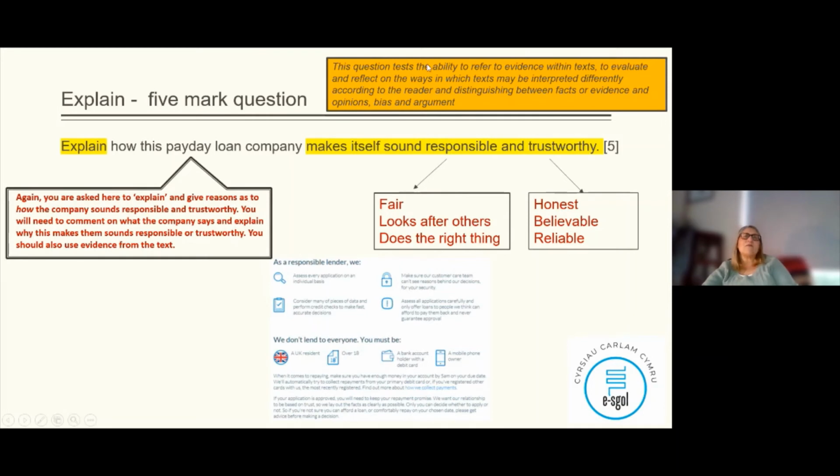I did find this on the mark scheme, which says this question tests the ability to refer to evidence within text. So that's for the 5-mark question. It is, yeah. To evaluate and reflect on the ways in which text may be interpreted differently according to the reader, and distinguishing between facts or evidence and opinions, bias and argument. So it's asking you to get that evidence from those texts and then give a reason why you've chosen that evidence, how it shows that this company is responsible and trustworthy. Okay, is that okay, Miss? Yes, I think so. Thank you.